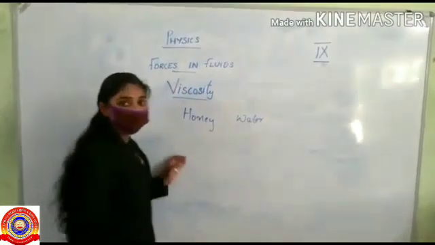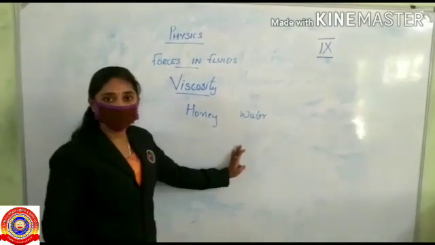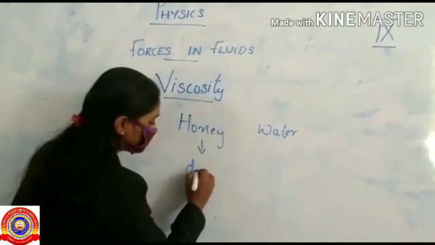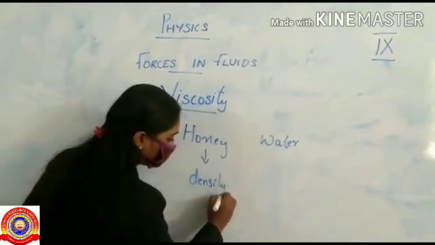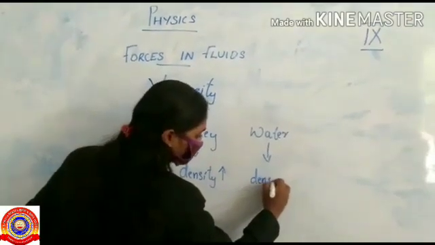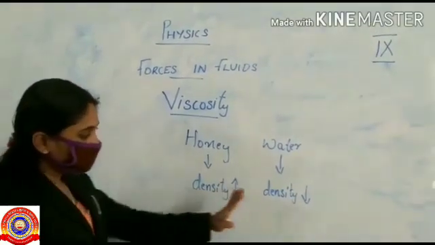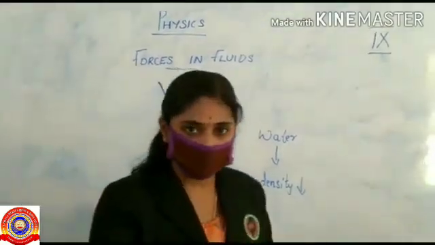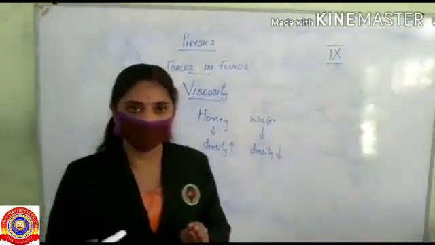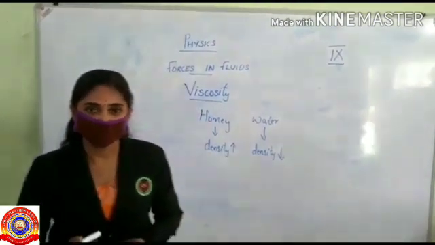These are different fluids, and we also know that they have different densities. Honey has higher density when compared with water. The density of honey is high and the density of water is less than honey. And did you notice the flow of honey and water? Water flows faster than honey. Like this, different fluids have different capacity of flowing. So let's see more about it.